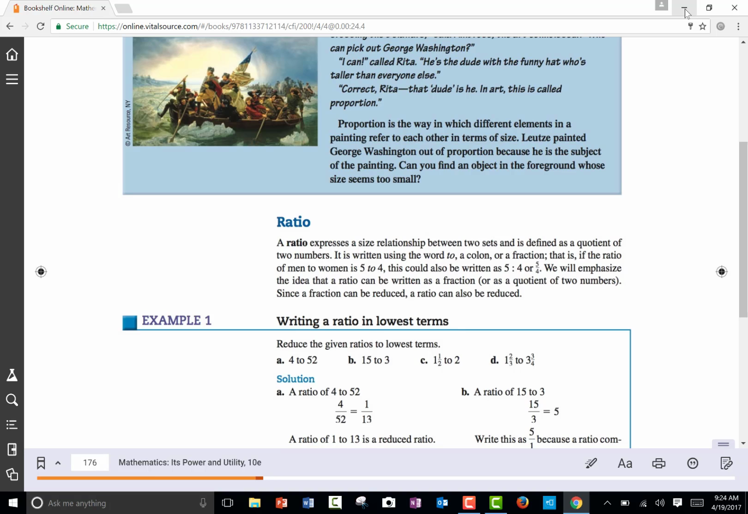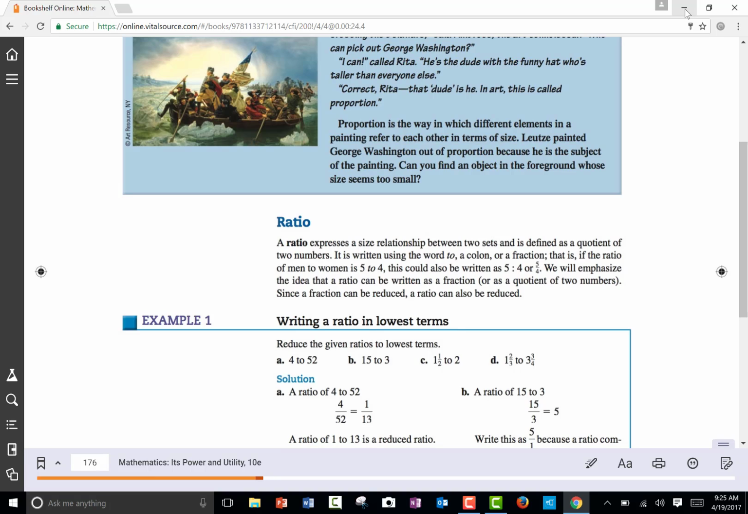So the first thing that the outline does is it tells you to read page 176, and we're specifically looking at this definition of a ratio, and it says a ratio expresses a size relationship between two sets and is defined as a quotient of two numbers. Now quotient just means division, so we're really just looking at fractions. It is written using the word to, a colon, or a fraction.